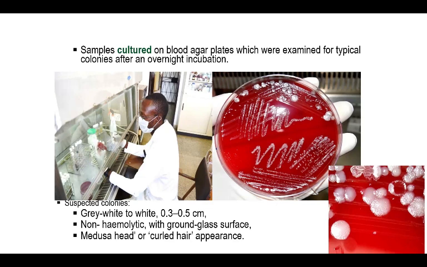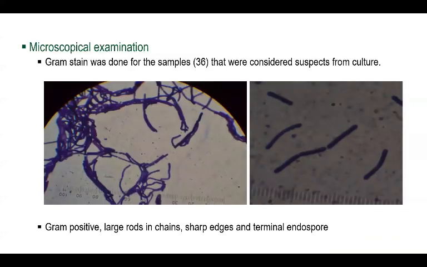Suspected colonies which we were picking were those grey-white, between 0.3 to 0.5 centimeters in diameter. And mostly we were checking for non-hemolytic colonies with a ground glass surface appearance. If you check the colony characteristics, sometimes you will see the Medusa head or curled hair appearance, which is in this slide. We also did microscopical examination because we didn't want to miss anything. So all the biological as well as laboratory procedures had to be undertaken.